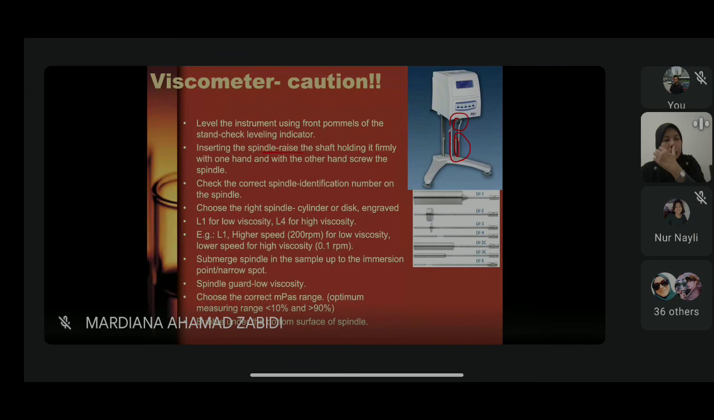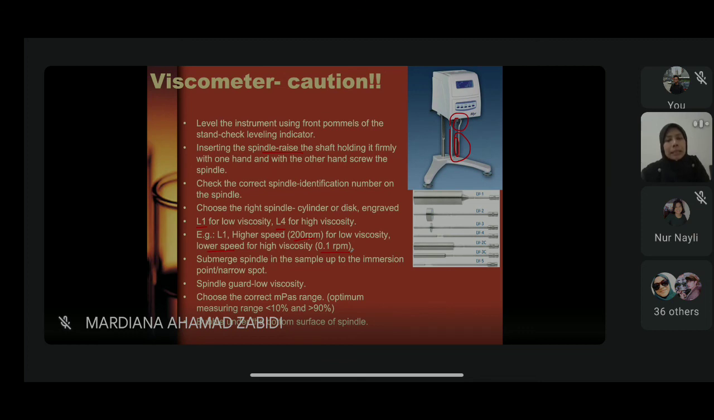Why the protector? Because we don't want to damage the spindle. Spindle is quite expensive. Okay, and then check the correct spindle as well as the identification number on the spindle. Choose the right spindle, whether it is a cylinder or a disc. They have this particular label: L1 is for low viscosity, L4 is for high viscosity liquid measurement. So for L1, for example, the highest speed goes to 200 RPM for low viscosity. But if we go for a high viscosity fluid, then you need to reduce the speed. It can go down to 0.1 RPM.